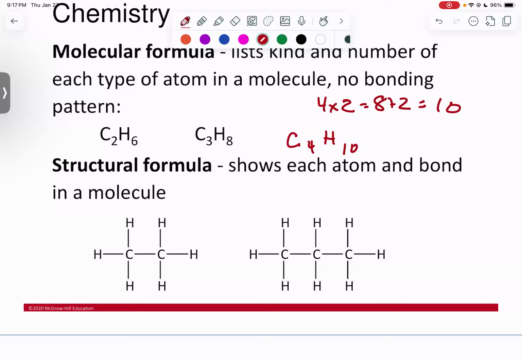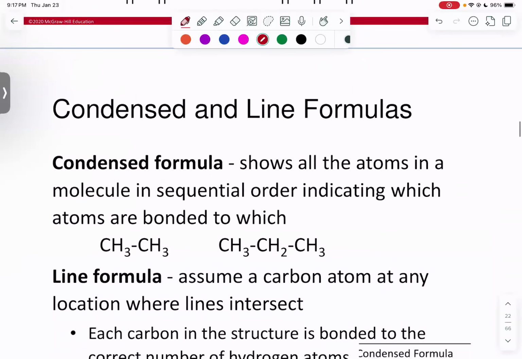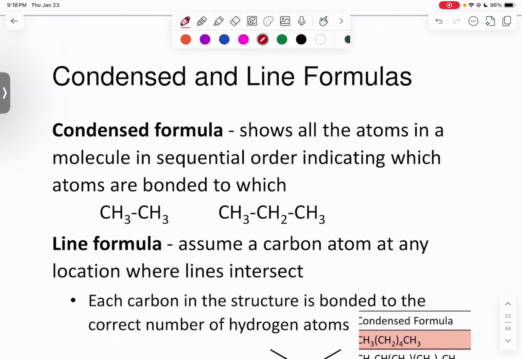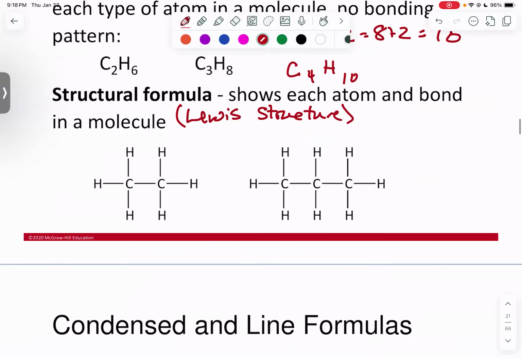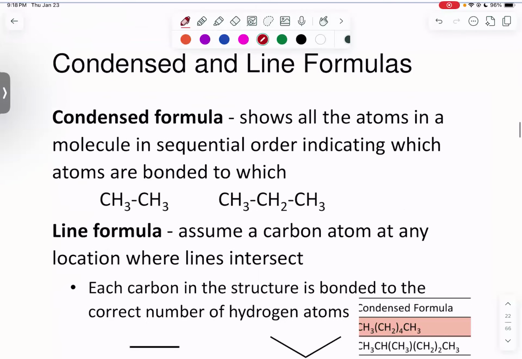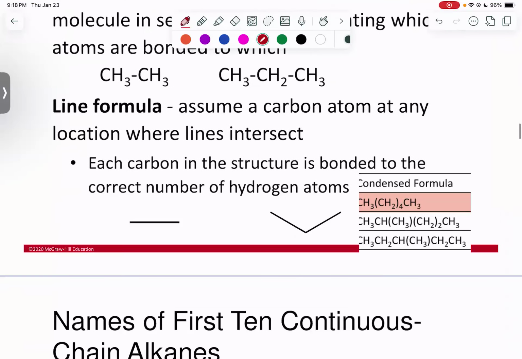Now, you could take that molecular formula into what's called a structural formula. This is what you learned as Lewis structure. It's the same thing. So you're just drawing out every single atom and every single bond. So just like what you've done in the past when you've drawn molecules, but we just call it a structural formula for alkanes. Then, because drawing a structural formula takes a lot of time, we really want some easier ways to do it. So here are 2 ways that we can do that.